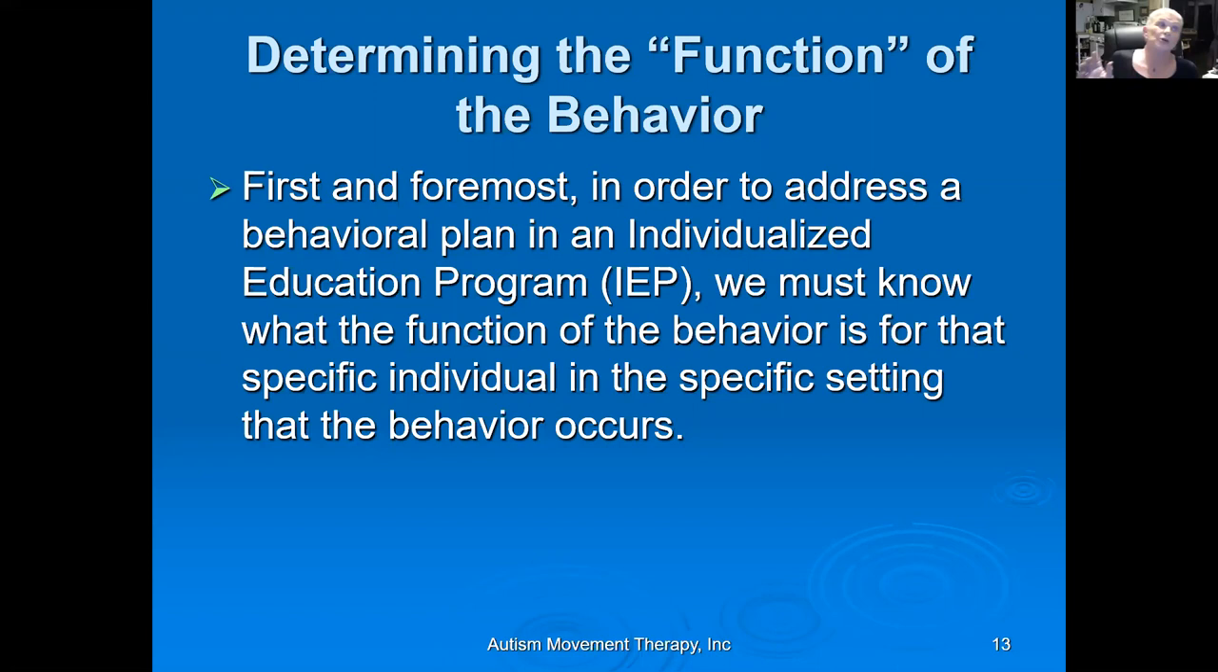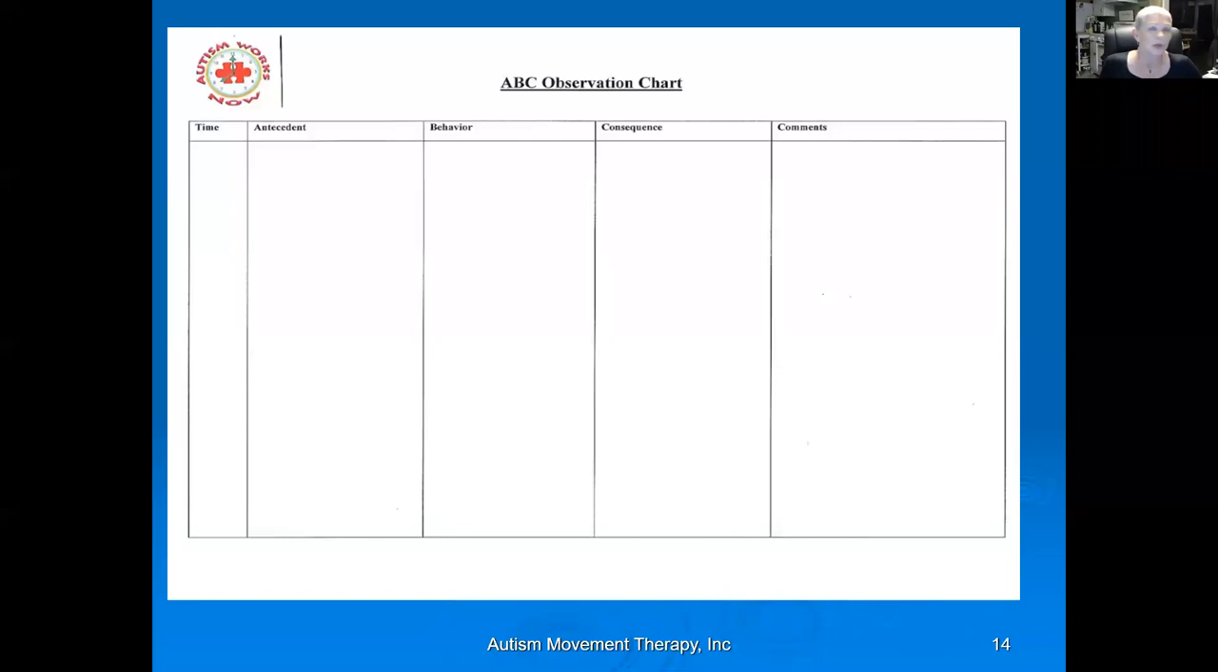And then we say, well, that didn't work. Oh, ABA didn't work. It doesn't work. No, I tried it. It doesn't work. The reason it doesn't work is because we haven't gotten specific enough with the function of the behavior in the environment it occurs in. Because I'm here to tell you it will work like a charm if you determine the correct function for the behavior in the environment that it occurs. So how do we do that? We take data. It's all data driven, all data driven.